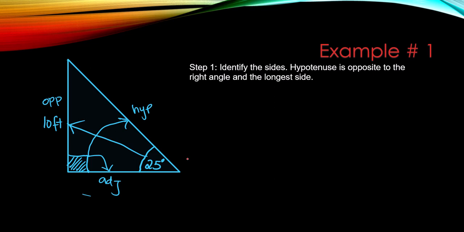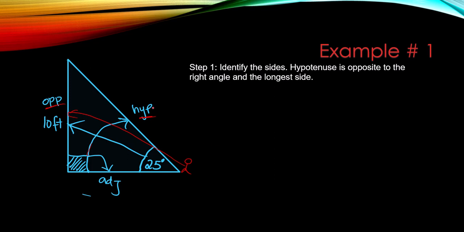So you label it, just pretend you're standing right here. If you stand here and look this way, you're looking at the opposite side. So that is your opposite side. And the side that is opposite to the 90-degree angle is the hypotenuse. There are only 3 sides in a triangle: opposite, hypotenuse, and adjacent.